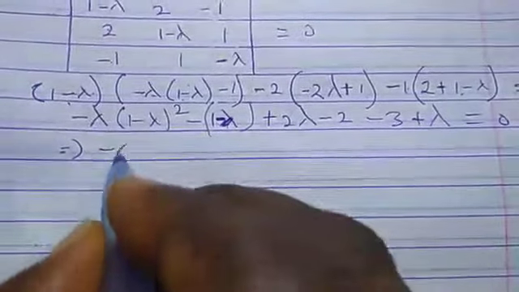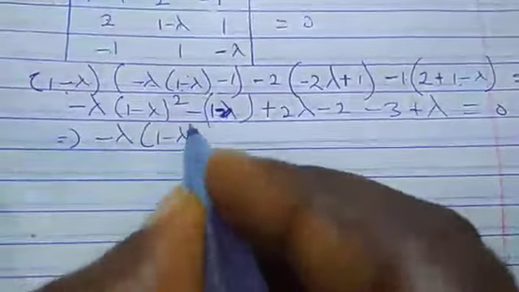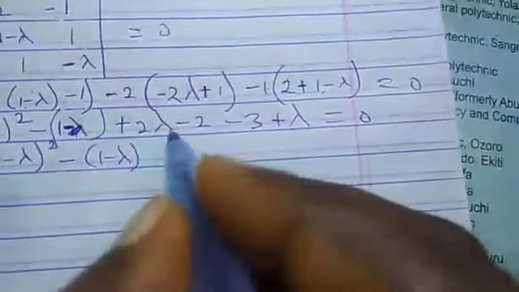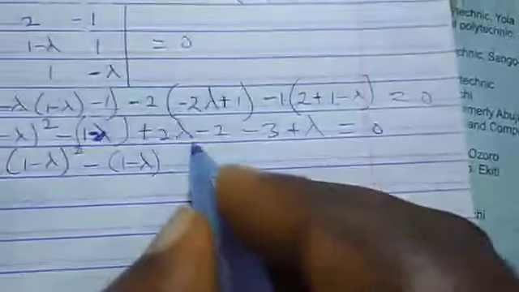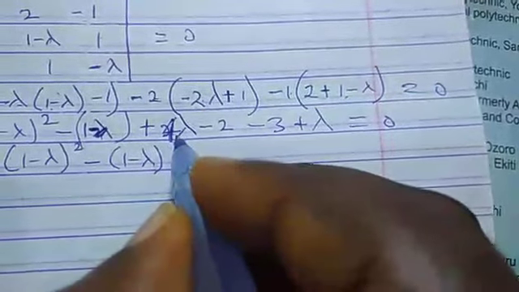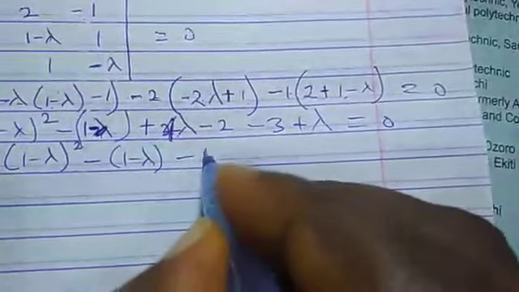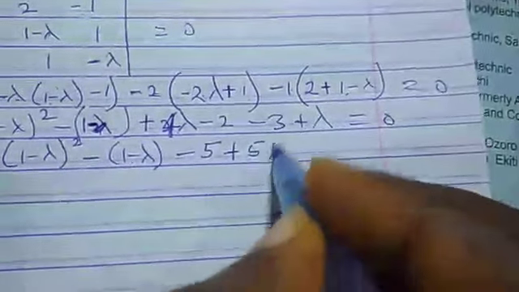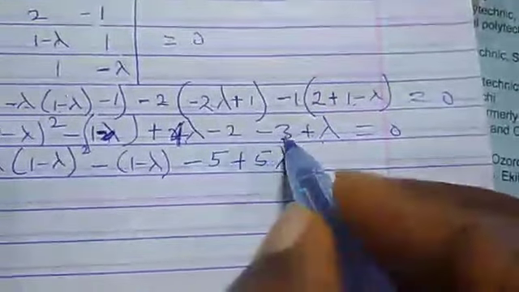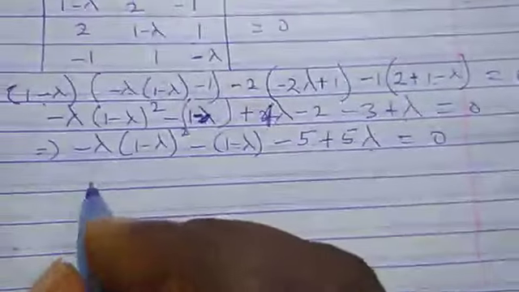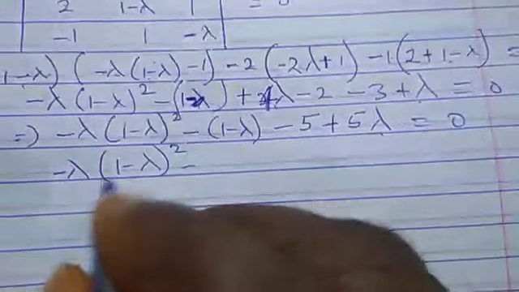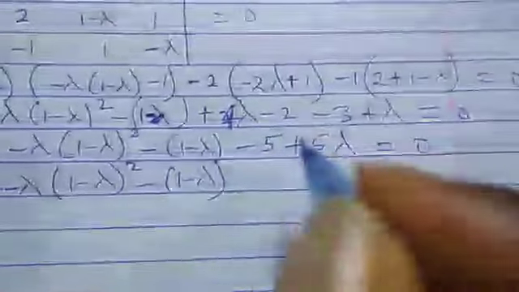So to still continue, we have 1 minus lambda, this minus 1 minus lambda. You observe that this is 4, minus 2 times minus 2 is minus 4. So 4 lambda plus 1 lambda will give you 5 lambda, and minus 2 minus 3 will give me minus 5. Minus lambda into 1 minus lambda squared. As you can see, I did not expand, so that it will be very easy for me.